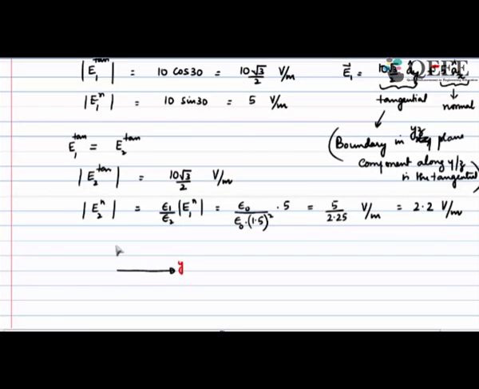So this is my y and I have chosen my x here. My vector was at an angle, this angle was 30 degrees. So it had some x component given by this blue line and its y component was given by this green line. This was my E1 vector. This length was 10 root 3 by 2 and this is 5. Now E2 has a tangential component equal.